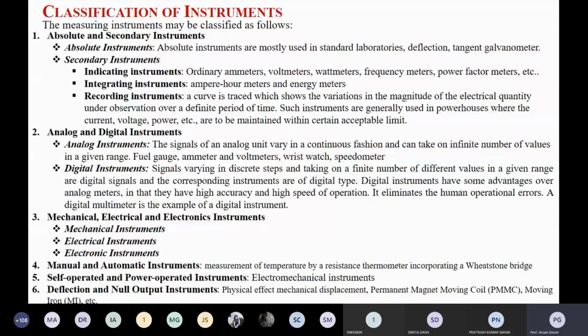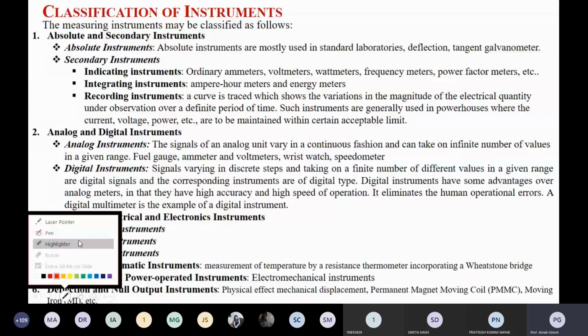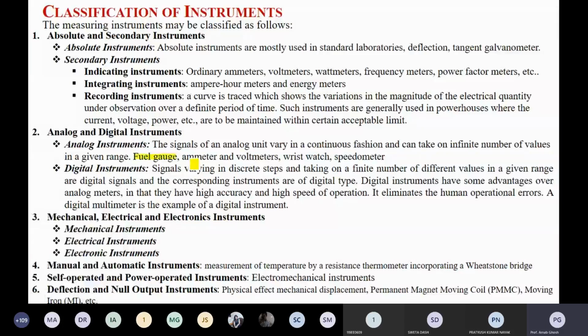You are able to get different types of analog units, such as a fuel gauge, ammeter, voltmeter, watch, and speedometer. Sometimes we use in our lab an rpm meter, meaning a tacho generator. Such kinds of things are all analog instruments.